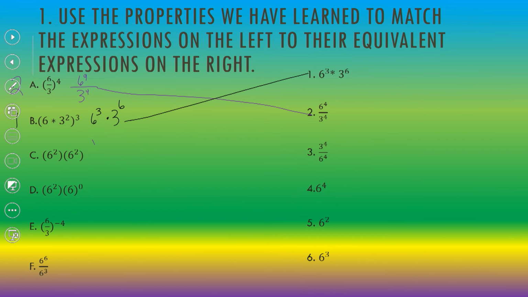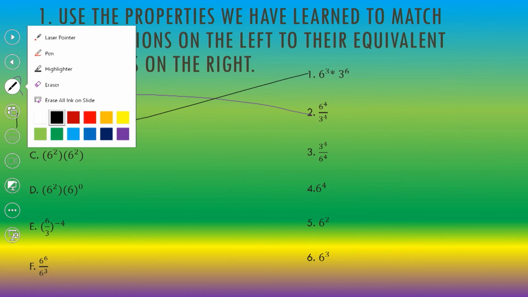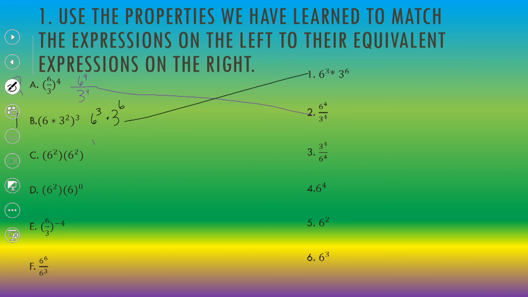Let's get a different one. Let's do red. All right, so I've got 6 squared times 6 squared. Well, what does that one look like? When I'm multiplying with the same base, I add them, so it's going to be 6 to the 4th. So where does that go? There it is, right there. So C is 4.